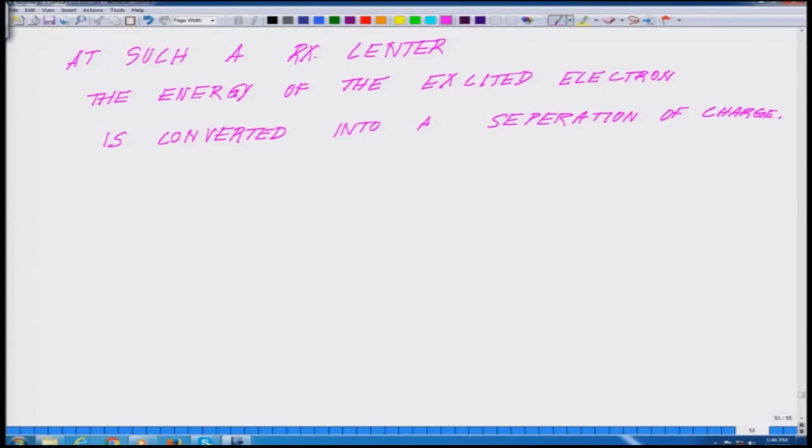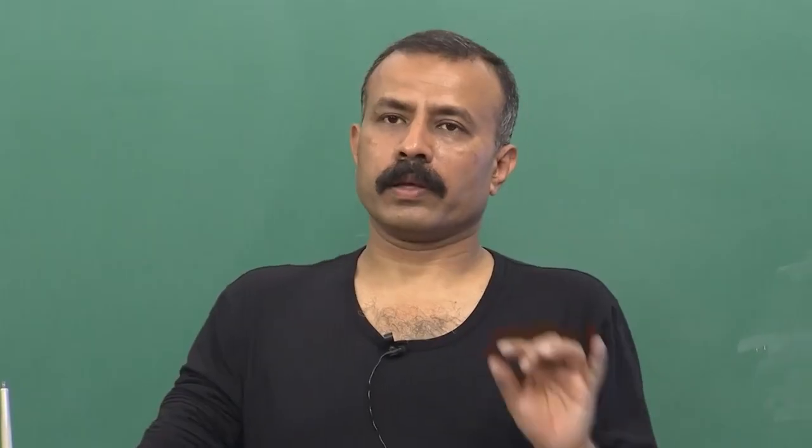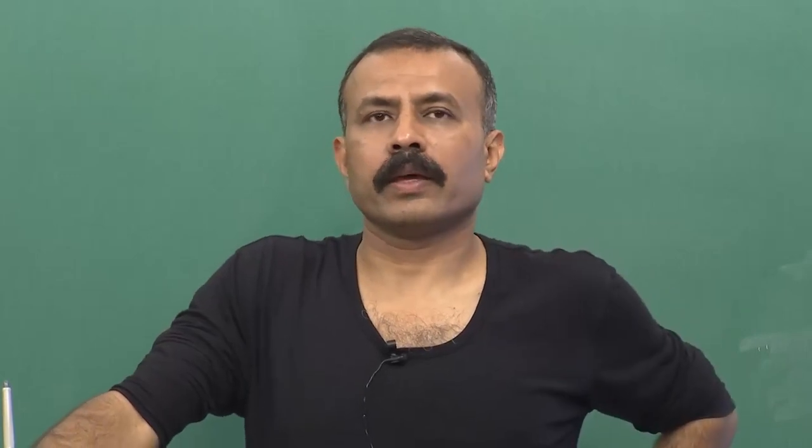And in essence, what does this mean? Here the key word is this, separation of charge. And in essence, the separation of charge is the one which generates what we call the reducing potential. In essence, what we are doing is that light energy is used to create the separation of charge. So by and large, this is the most critical reaction in photosynthesis, where the light energy falls on the chlorophyll molecule and it ejects an electron.